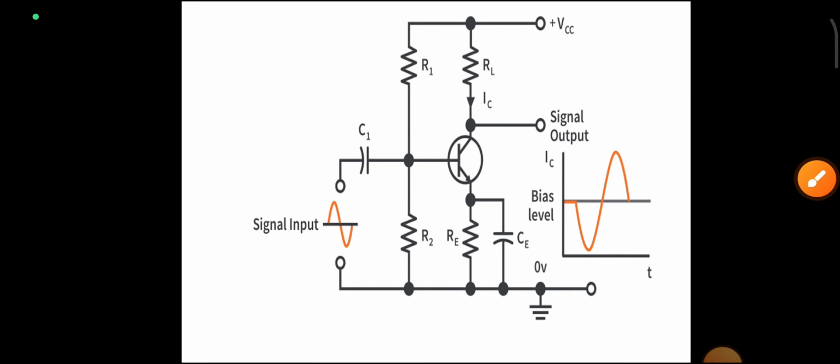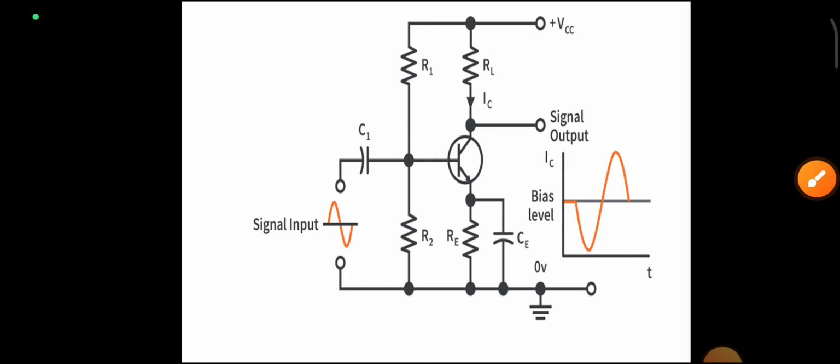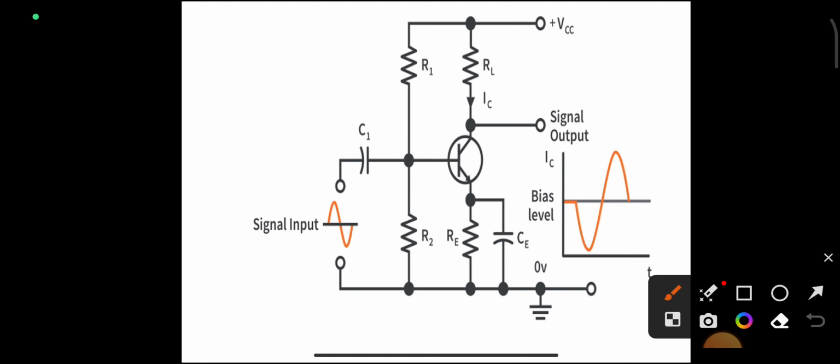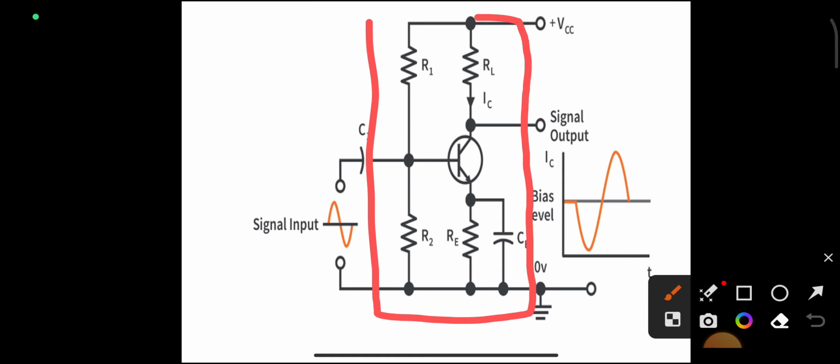This is also called a single stage amplifier because it contains only one transistor. You can see only one transistor, so that's why it's called a single stage amplifier. Next, this circuit contains a biasing circuit. In this circuit we have voltage divider biasing. You can see this is the circuit of the voltage divider biasing.